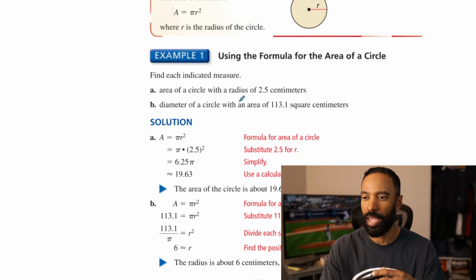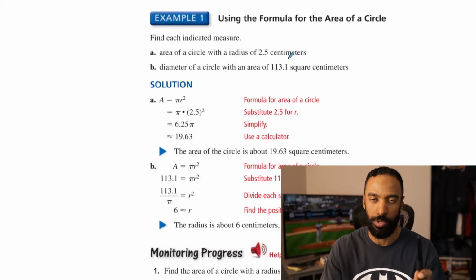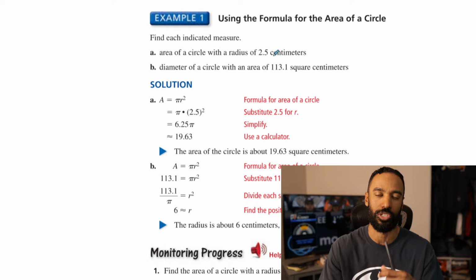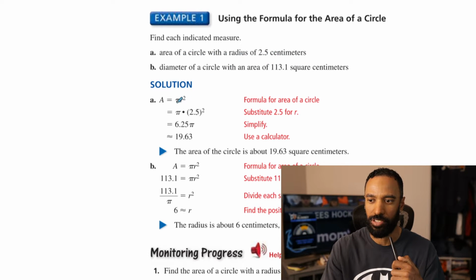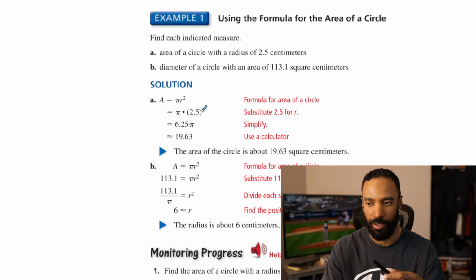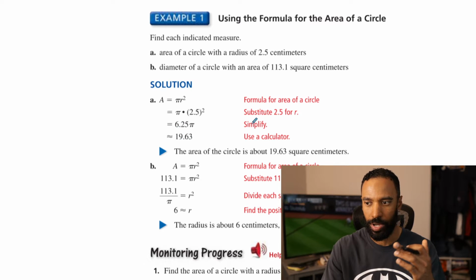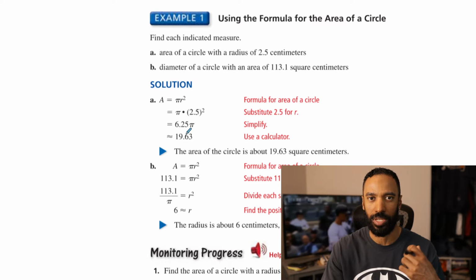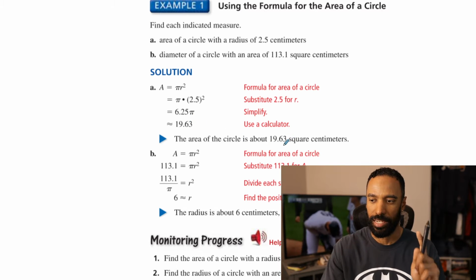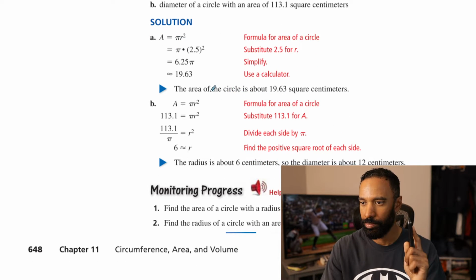So using the formula for the area of a circle, find each indicated measure. Let's find the area of a circle with a radius of 2.5 centimeters. And by the way, area is a two-dimensional unit, so we'll be saying square centimeters and square feet and square inches and things like that. Pi times r squared is pi times 2.5 squared. 2.5 squared is 6.25. You multiply by pi, you get 19.63. So once again, here's an exact answer, and here's the rounded answer. Looks like we're going to be using 2 decimal places again, nearest hundredth. 19.63 square centimeters.